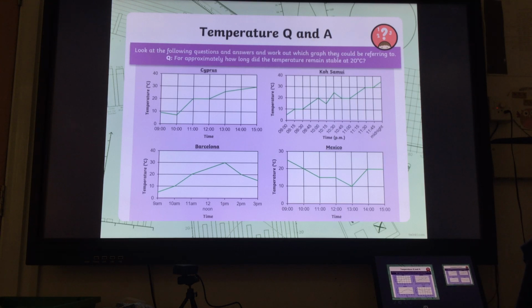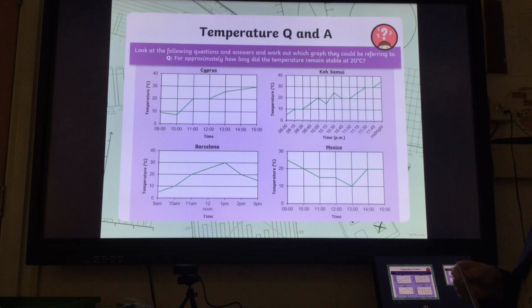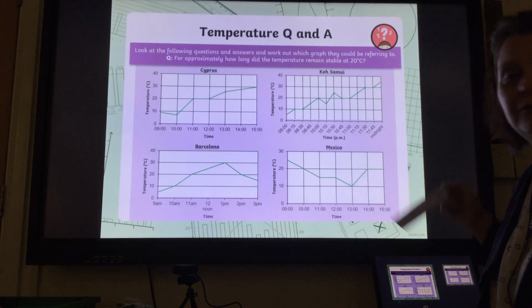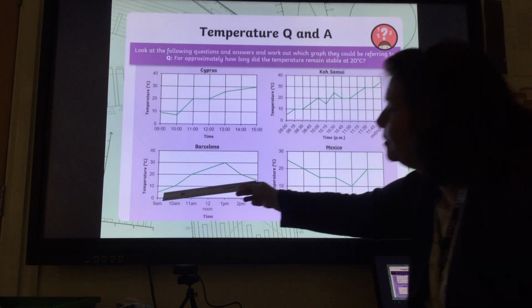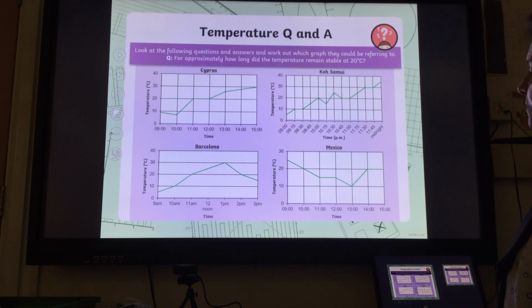So look at the following questions and answers and work out which graph they could be referring to. Approximately how long did the temperature remain stable at 20 degrees? If something stays stable, it means that it doesn't change. So we're looking for stable bits of the graph. Those are straight, flat bits on the graph at 20 degrees. If we start with Barcelona, does this have a flat part on the graph at all? No. So the temperature is constantly changing in Barcelona. It never stays the same. It's never got a stable temperature.